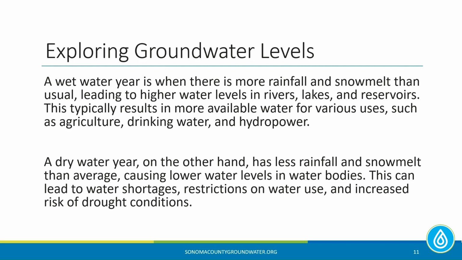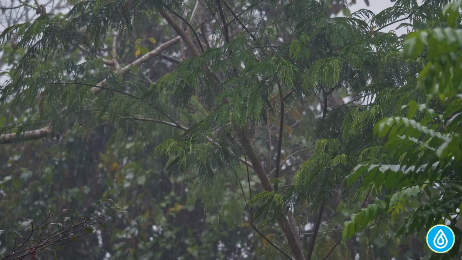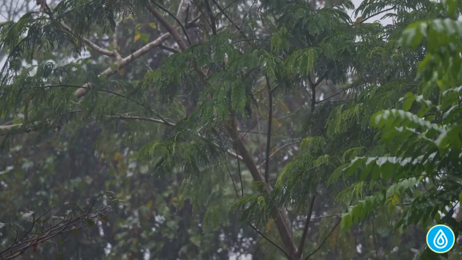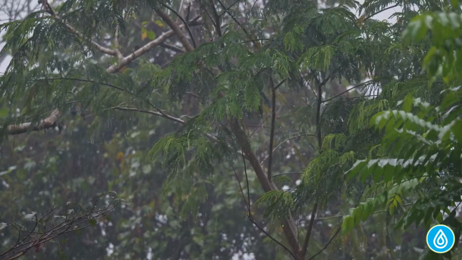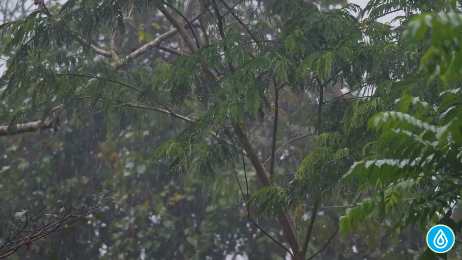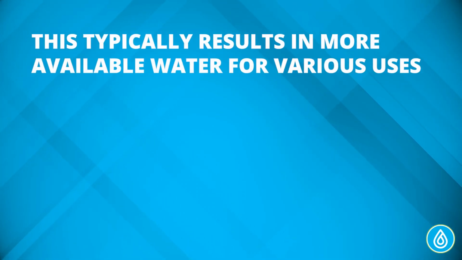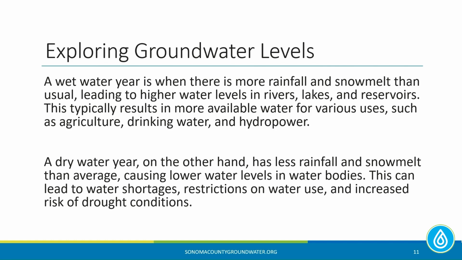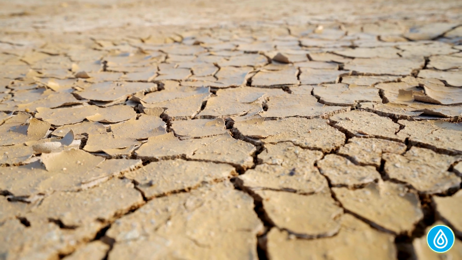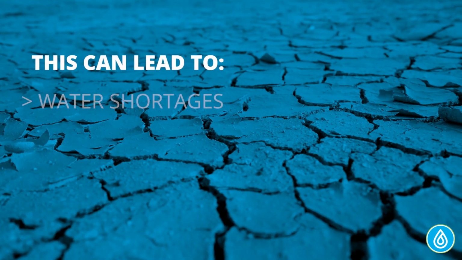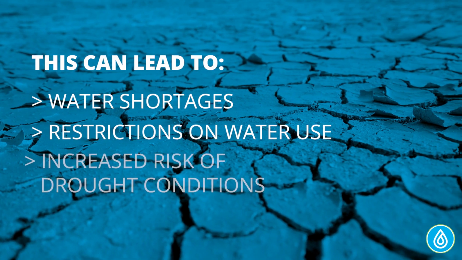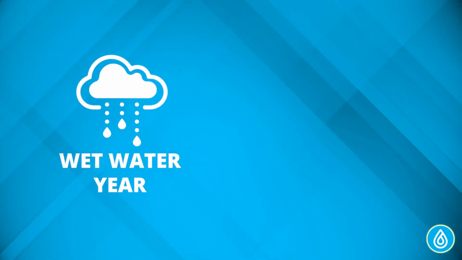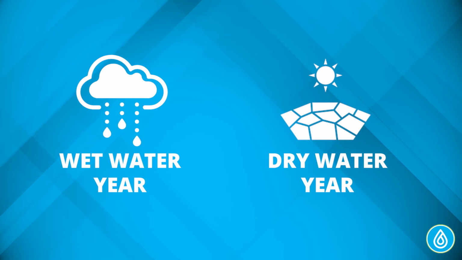Additionally, please note the difference between a wet and dry year. A wet water year is when there is more rainfall and snowmelt than usual, leading to higher water levels in rivers, lakes, and reservoirs. This typically results in more available water for various uses, such as agriculture, drinking water, and hydropower. A dry water year, on the other hand, has less rainfall and snowmelt than average, causing lower water levels in water bodies. This can lead to water shortages, restrictions on water use, and increased risk of drought conditions. In summary, a wet water year means more water is available, while a dry water year means less water is available.